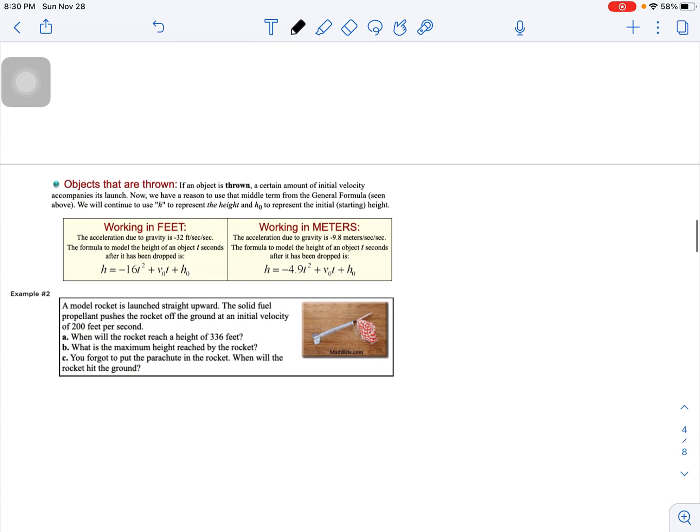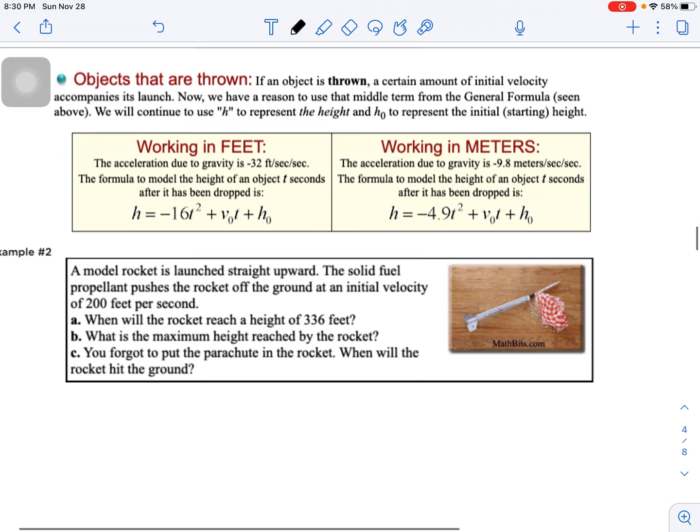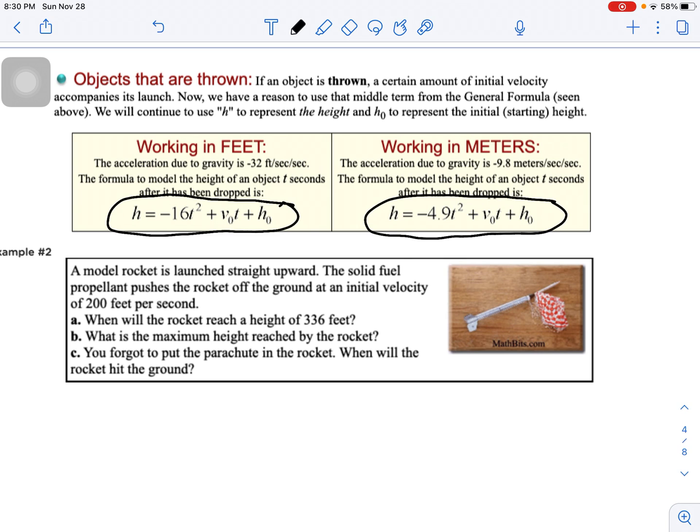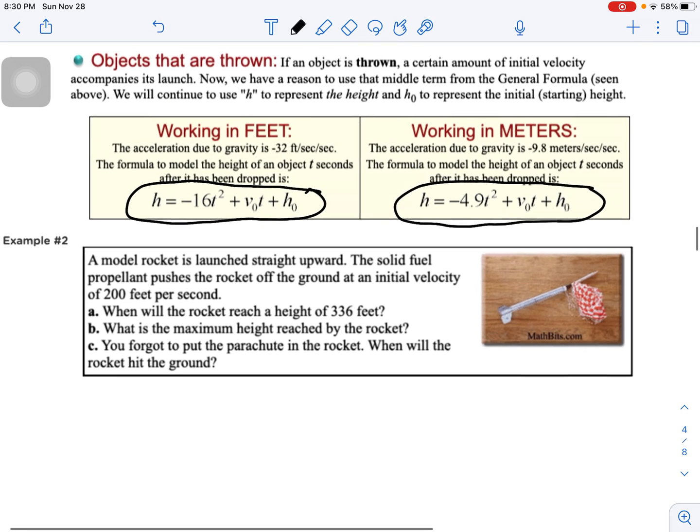Okay, let's look at the next example. Objects that are thrown. If an object is thrown, a certain amount of initial velocity accompanies its launch. Now we have a reason to use the middle term from the general formula. We will continue to use h and h sub 0 to refer to the height. Okay, so notice the new equation. It's got a middle term because the middle term has a coefficient of that initial velocity.